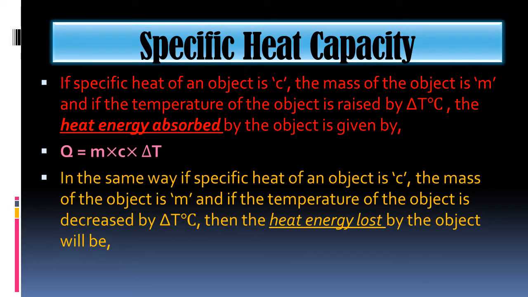When the temperature is decreased, heat energy will be lost. But when the temperature is increased in the above case, heat energy will be absorbed by the object. Q is equal to MC into delta T, where again Q is the heat energy lost, M is the mass, C is the specific heat, and delta T is the decrease in temperature. So these are the two different conditions which we have to remember.